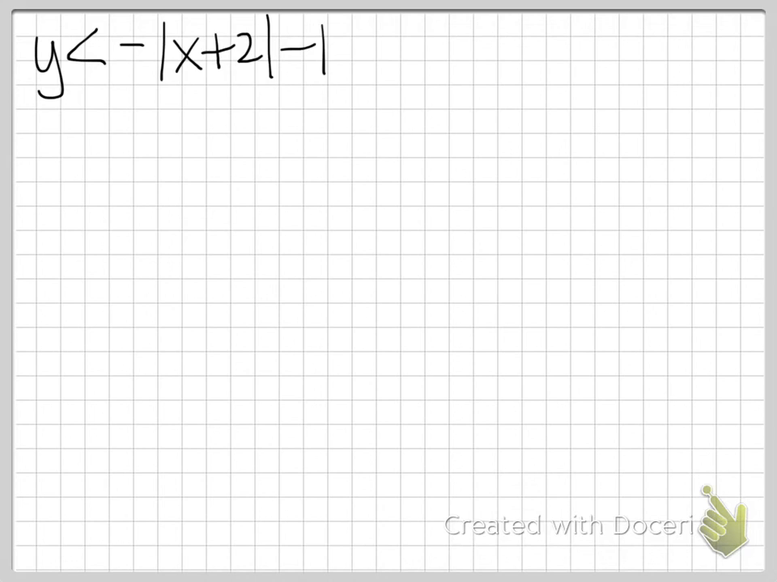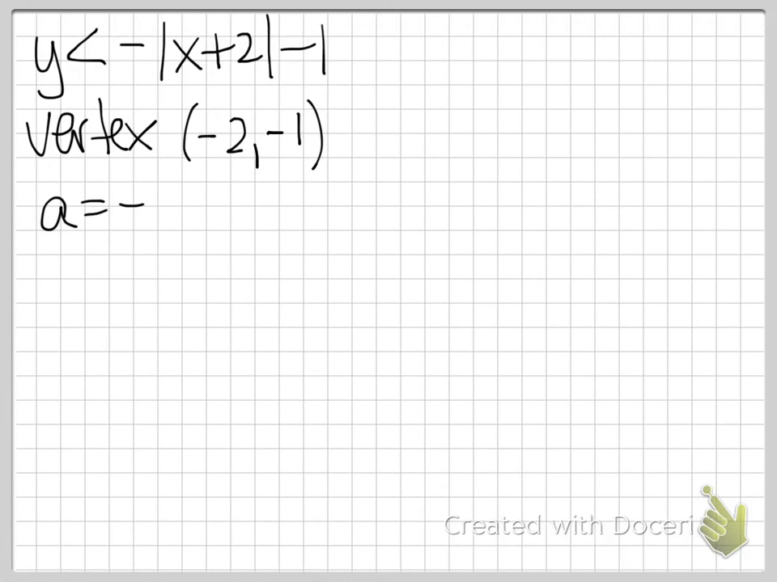And the final example, graphing an absolute value linear inequality. So again, the first thing we need to do is be able to graph this absolute value. So as we were doing before, we need to identify the vertex is -2, -1, and our a value or slope is -1, so it's going to open down. So now go ahead and graph this on your note packet.